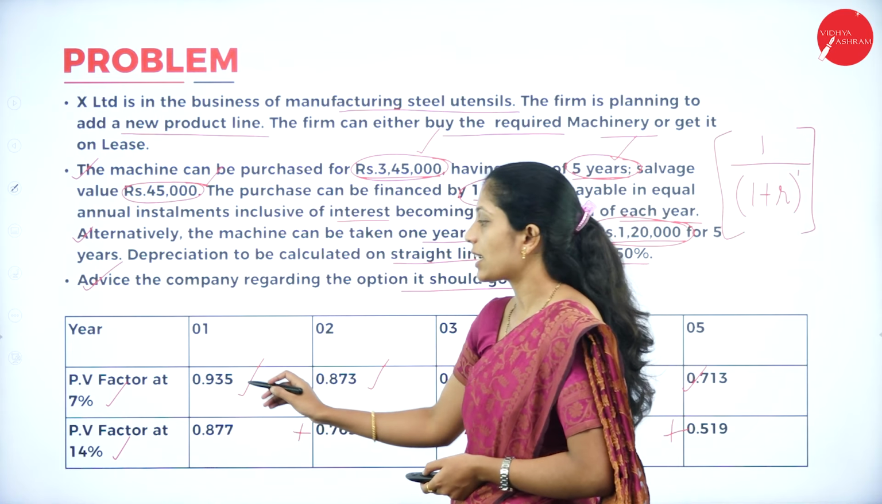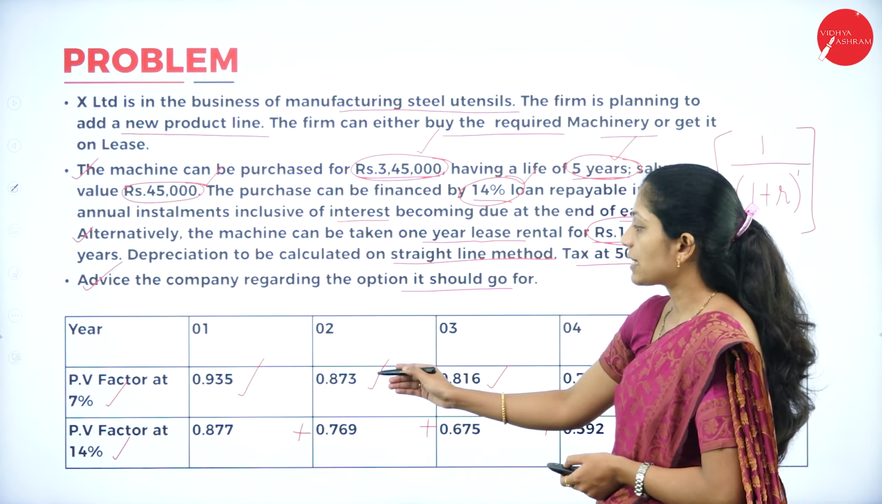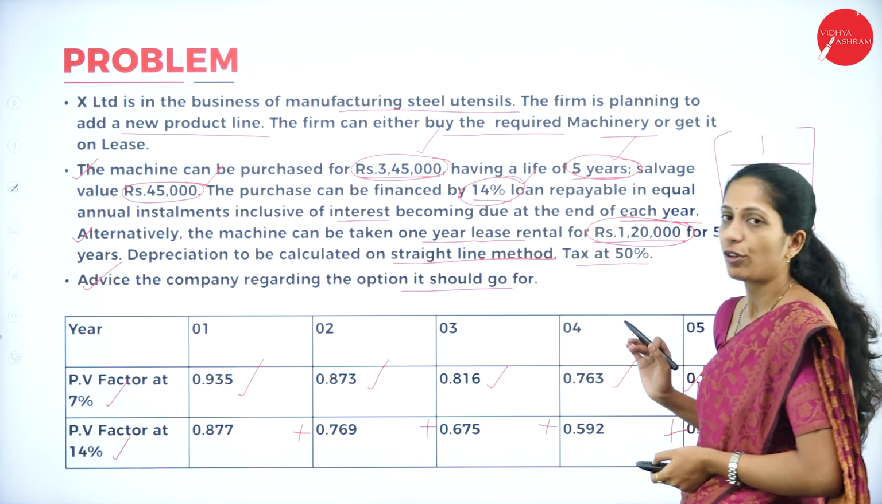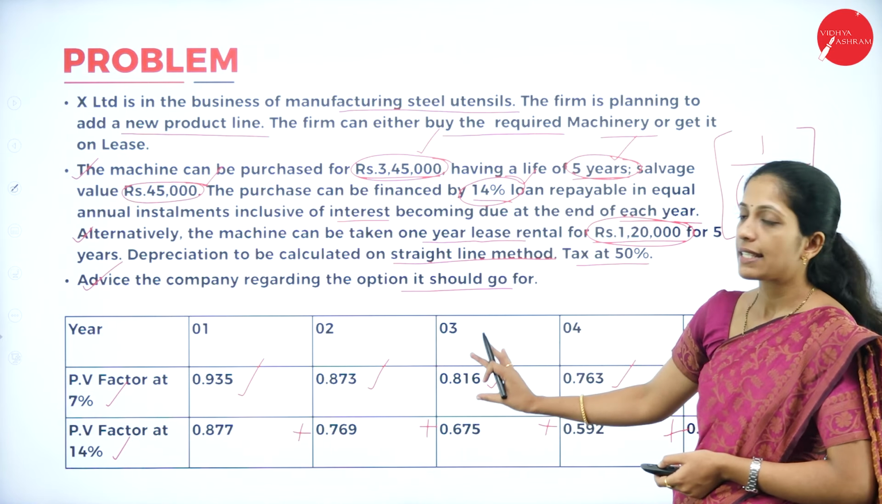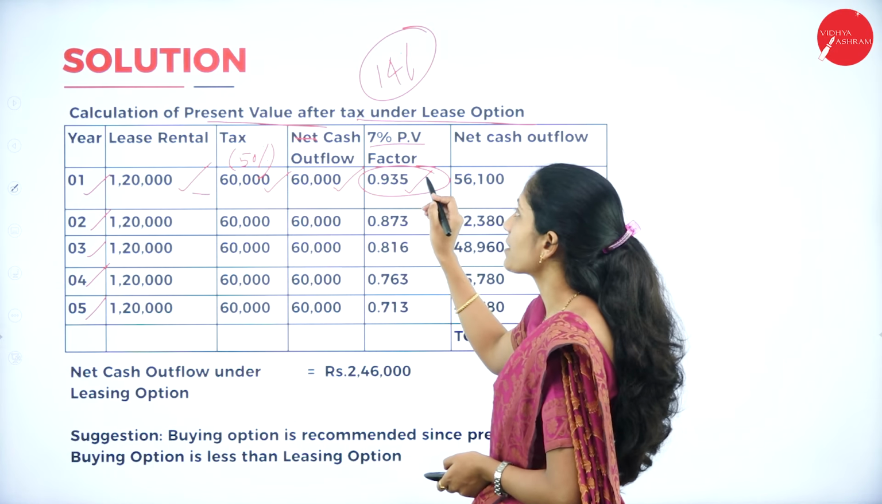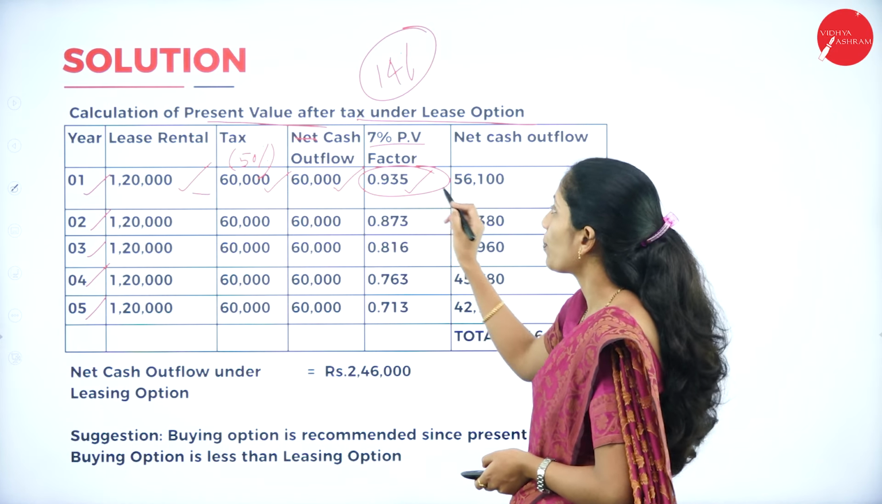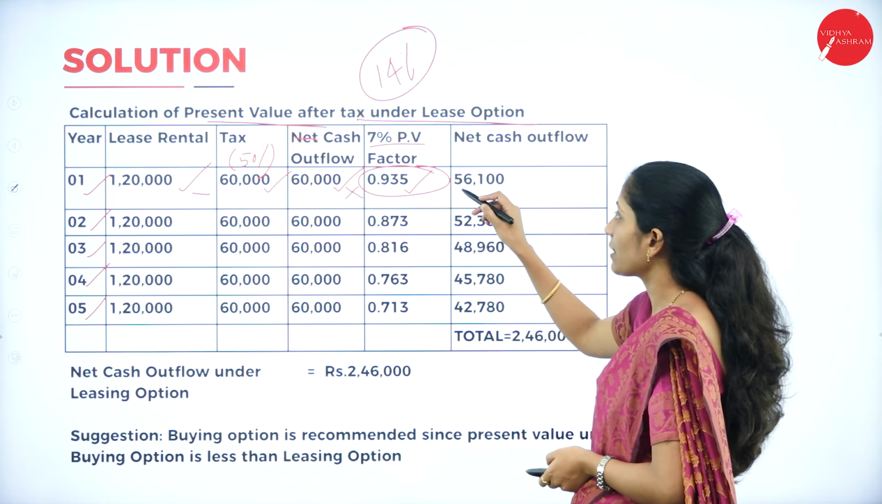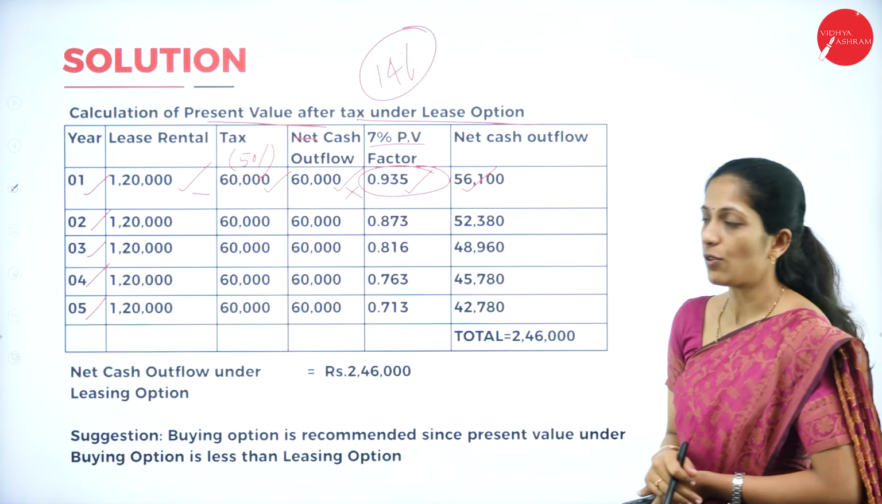In the first year it is 0.935. In the same way, for the second year we have to apply 0.873. In the same way, for 5 years we have to apply this 7% PV factor. So we apply the first year PV factor, that is 0.935. When you multiply 60,000 into 0.935, you'll get 56,100.